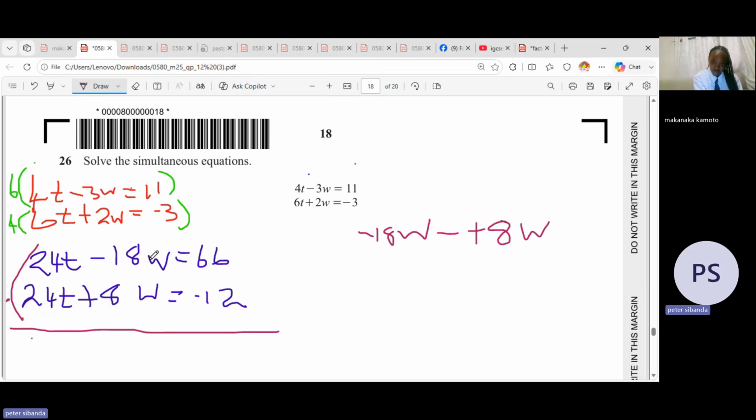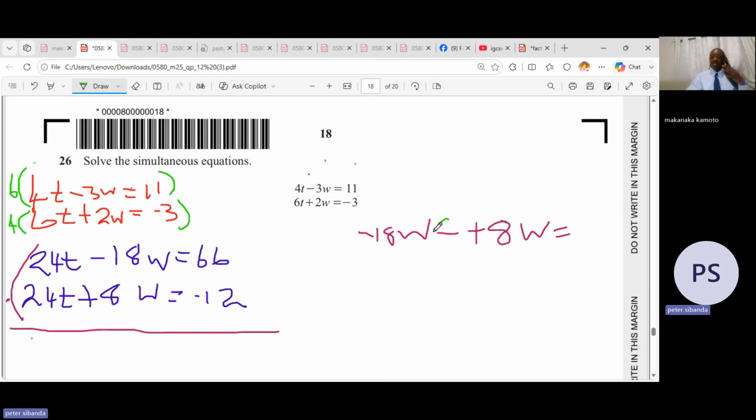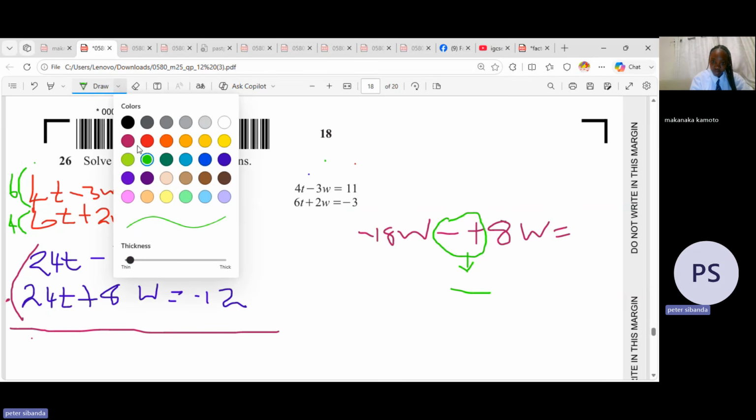So that we can get an answer for minus 18w minus plus 8w. The answer is minus 10w. How did we get that? When I did directed numbers with you, what did I say about two signs that follow each other? Which sign is going to remain here? The negative. So I agree with you, meaning everything else remains the same.